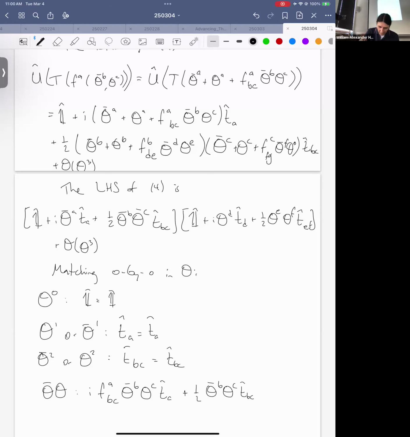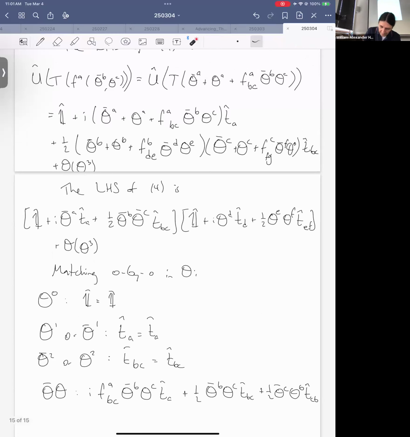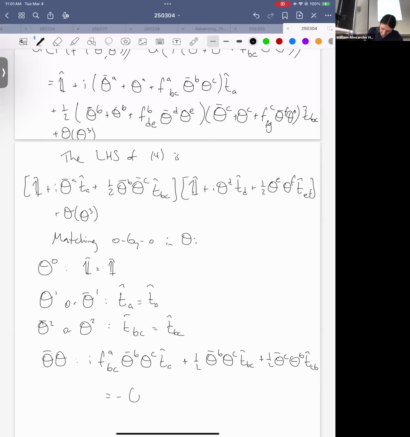I'm getting lost in my own indices, always terrifying. And I want to compare this to, okay, good. So then I have plus another 1/2 theta bar C theta B TCB, but it's symmetric, so this will add, and that's my left-hand side here. Okay, trust me on this for now. And if I compare to the right-hand side, I got the i theta bar A, the i theta D. Good, and so this will be equal to minus theta bar A theta D TA TD.